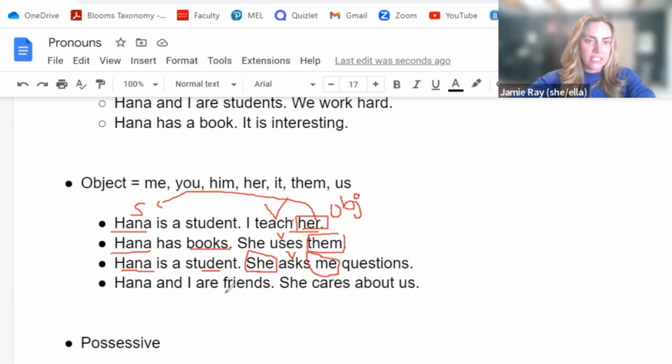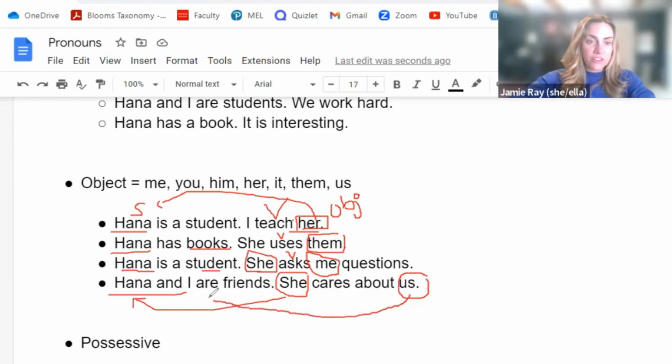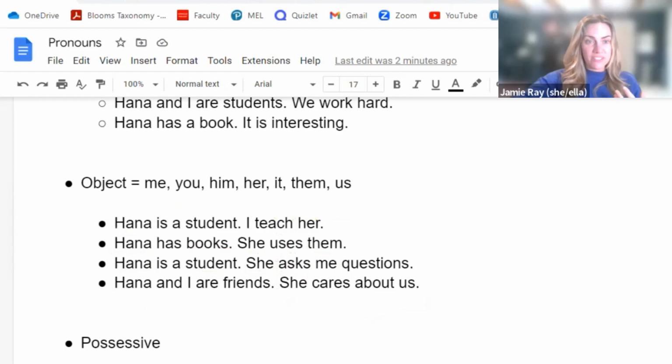Okay, I'm writing the sentence. Hannah and I are friends. She is the Hannah, the subject coming before the verb. She cares about us. Us refers to Hannah and I, and it's coming after a preposition. Okay, so these are just some more examples of object pronouns in English.